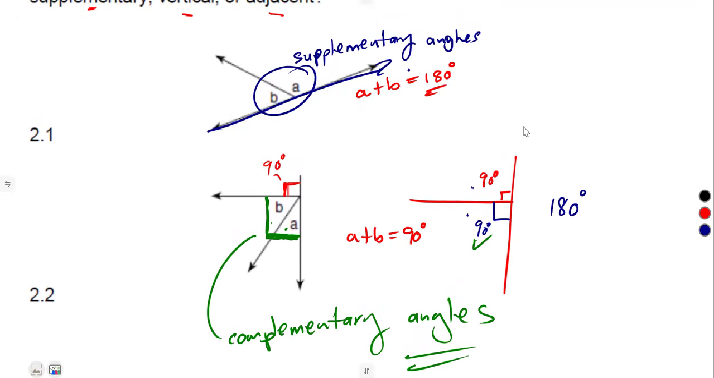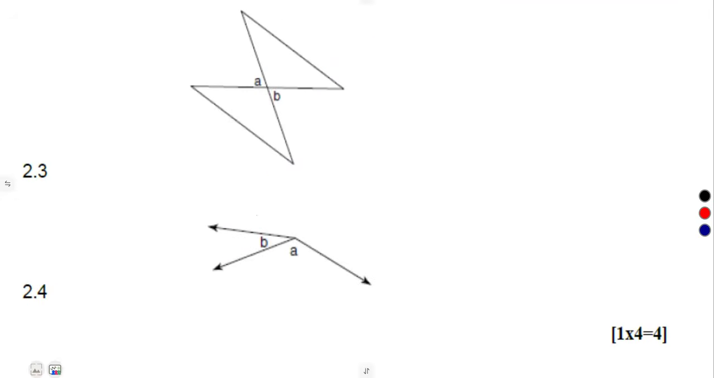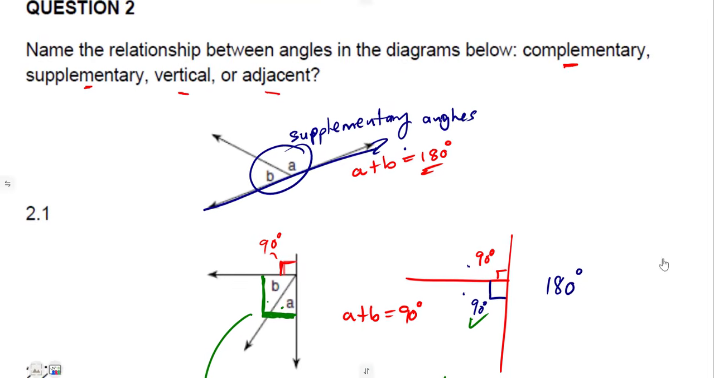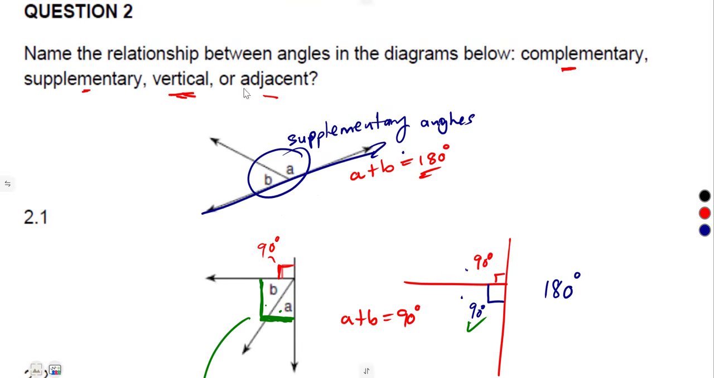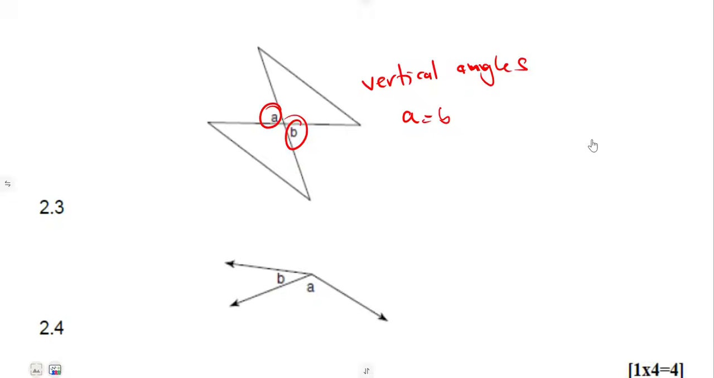180 degrees. All right. Let's move on to another part, 2.3, where we are given this. Two lines which cross each other, that is vertically opposite angles, are formed where angle A will be equal to angle B. So these are vertical angles, vertically opposite angles. So according to what we are given, they just gave us vertical. So it's just vertical angles. All right. That is what we have there.